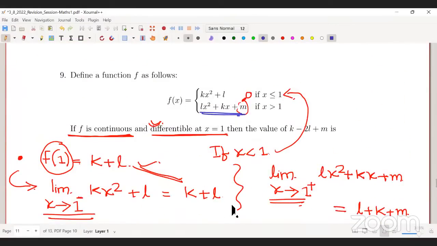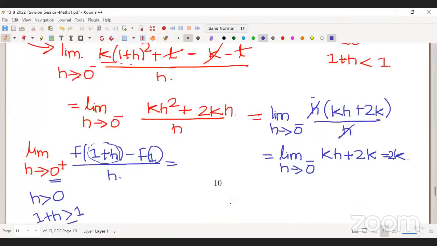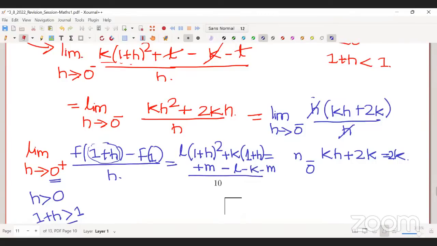Okay. So if you substitute, what you will get is L times (1 plus h) whole square plus k into (1 plus h) plus m, minus f of 1. What is f of 1? It is L plus k plus m, divided by h. If you compute it, you will get 2L plus k.